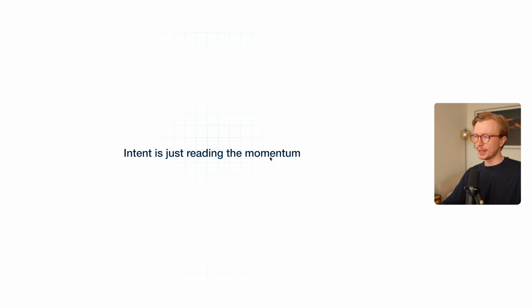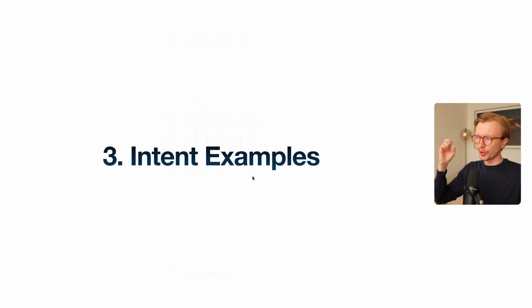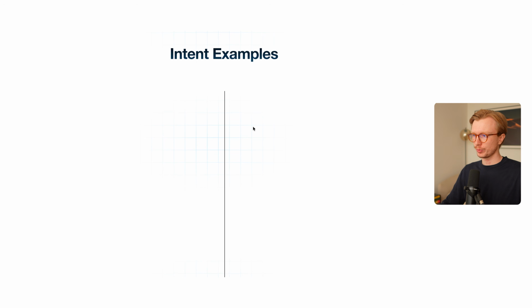Okay, moving on right here. So intent is just reading the momentum. That is what it comes down to. That is also what we are going to dive into deeper. All right, so how does that actually work? Let's go over a couple of examples, because again, of course, right now, it's quite vague. Like, how does that replace all the concepts that we know? I know I'm being a little bit silly, but I'm trying to get the point across right here. Moving on, intent examples right here.